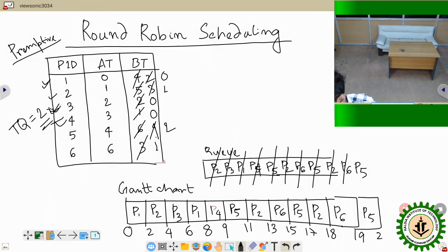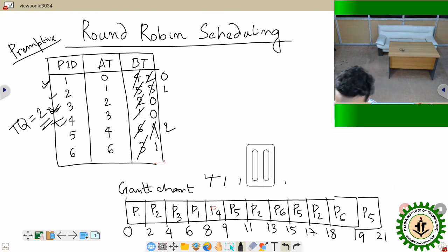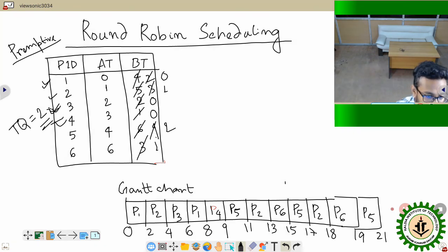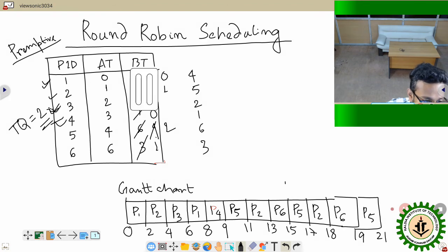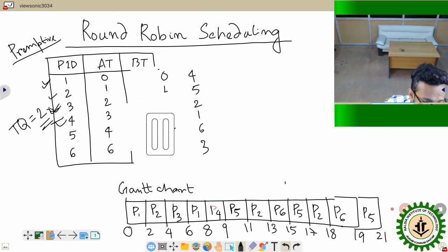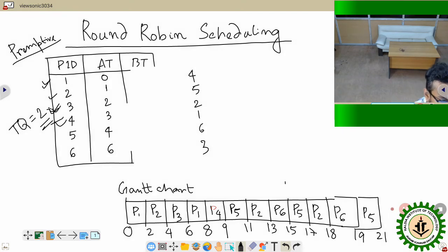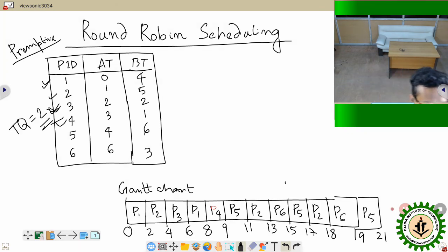Now I will calculate what? I will calculate the values: 4, 5, 2, 1, 6, 3. Okay, so next I will calculate the completion time, turnaround time, and the waiting time. Okay, now see.